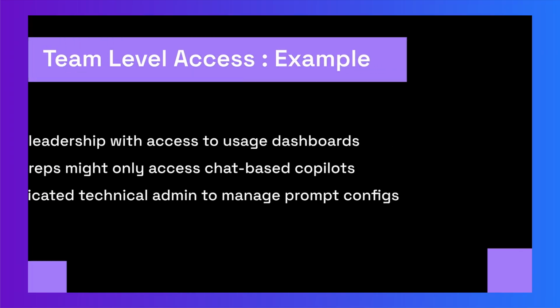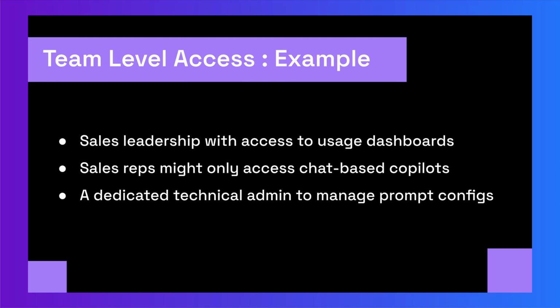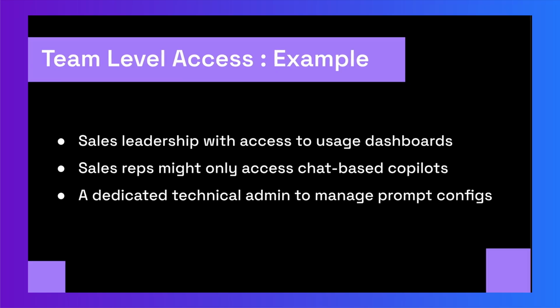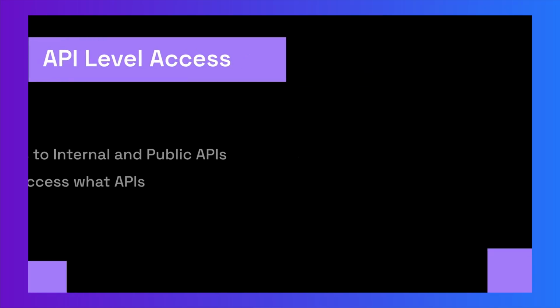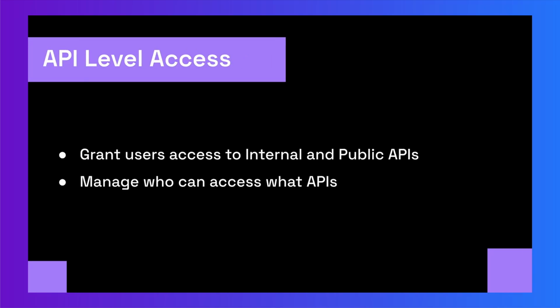For example, within the sales project, sales leadership might have access to usage dashboards and cost views, while sales reps use only chat-based co-pilots for prospecting or proposal creation, and a dedicated technical admin manages prompt configurations and routing. Role-based access control in AI Foundry goes all the way down to the API layer, which becomes especially important when you start embedding GenAI into real applications.